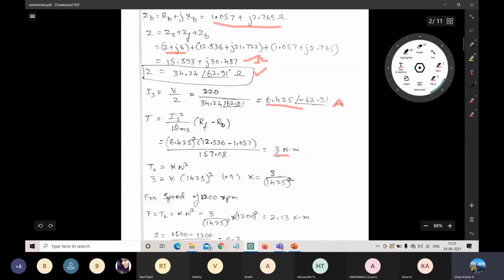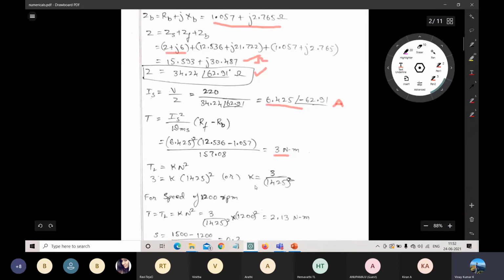Now we need to calculate the speed term constant. That will be given by the load torque: TL is equal to K n square. We don't know K, so that's what we have to calculate now. K will be given by 3 divided by N squared, that is 1425. This is the constant ratio, the constant that we need to convert the actual speed into the speed that depends upon the torque and the load torque. So we have calculated the K constant.